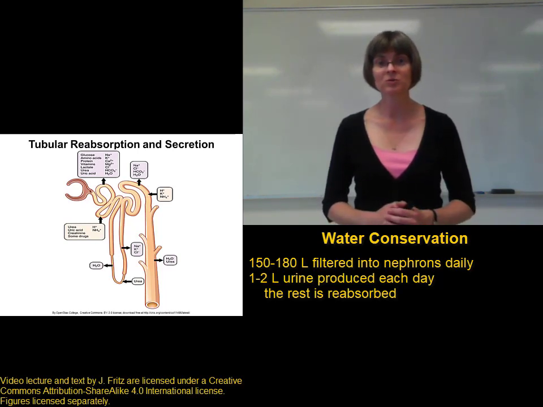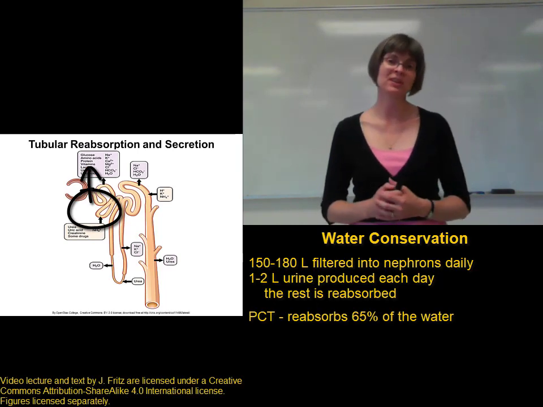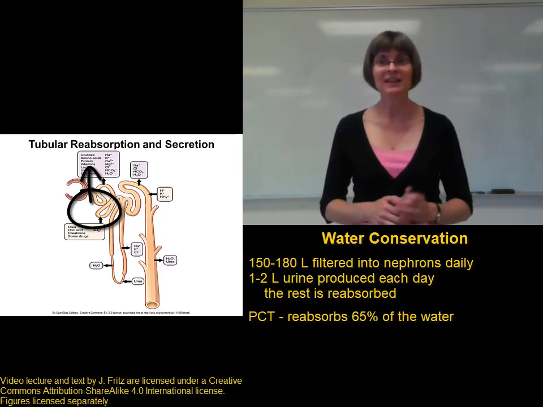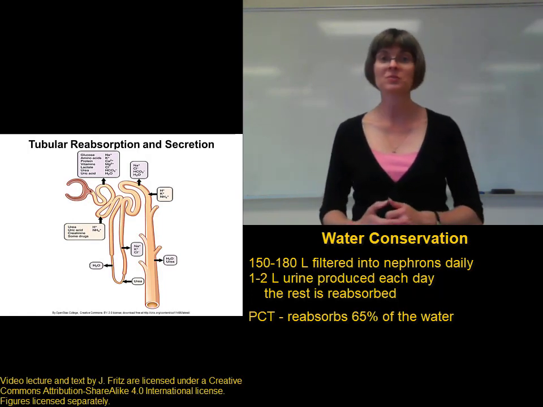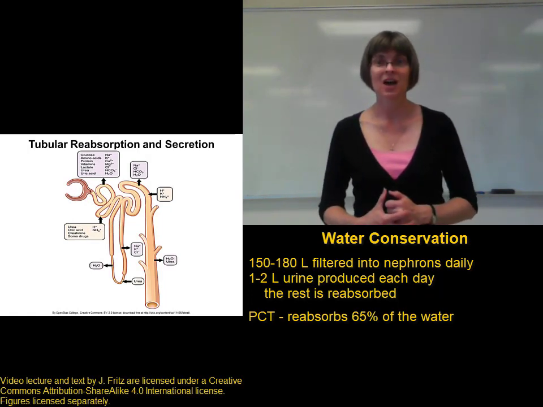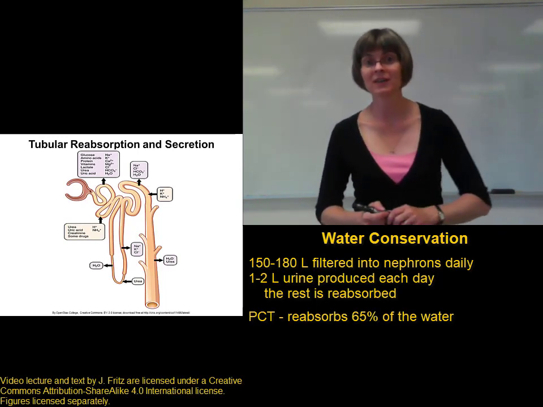Most of that reabsorption takes place in the PCT. About 65% of the water is reabsorbed there. But that still leaves a lot, about 60 liters or more, of water to be reabsorbed in other areas of the renal tubule. To help explain what's going on, I'm going to make a drawing of a nephron for you.